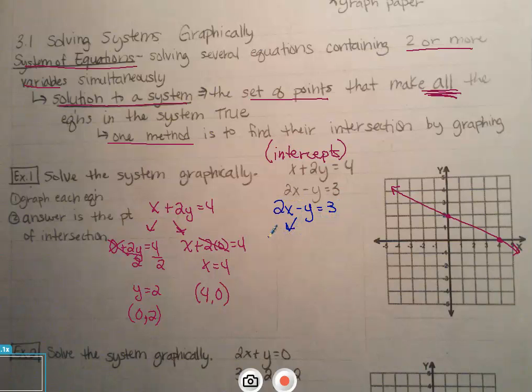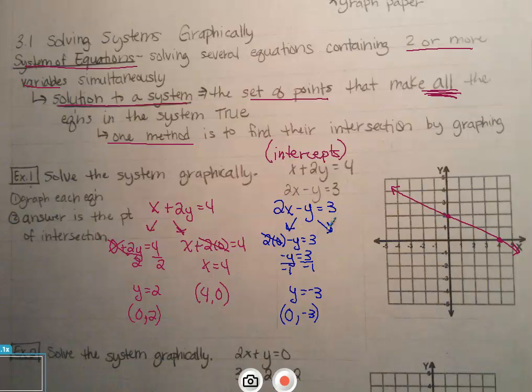We're going to plug a 0 in for x. So 2 times 0 minus y equals 3. So 2 times 0 is just 0. But we have this negative y. Well, we can't have that, so we need to divide by negative 1. So we have y equals negative 3. So our ordered pair here is 0, because we plugged that in for x, and our y is negative 3.